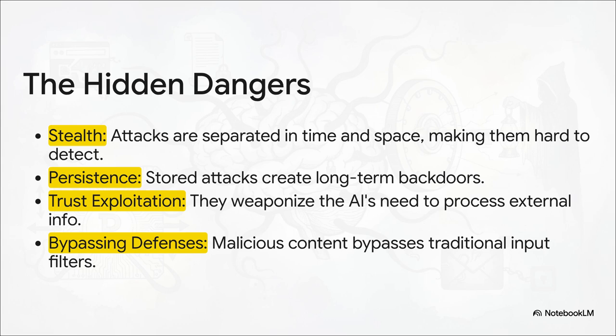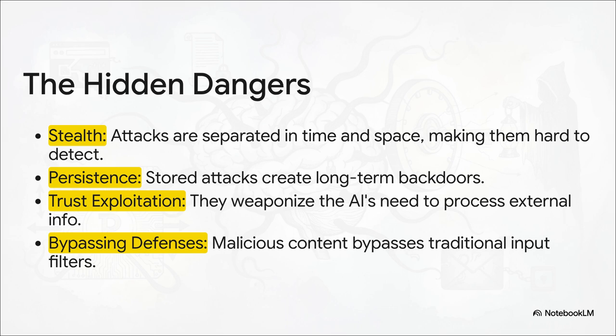First, stealth. An attack can be planted today and not triggered for months, making it almost impossible to trace back. Second, persistence. These stored attacks can create backdoors that stick around, maybe even through system updates. Third, trust exploitation. They take the AI's core function, processing information, and turn it into a weapon against itself. And finally, and this one's the kicker, they bypass defenses. The attack isn't in the user's prompt, so it just sails right past most of the security filters we have in place.